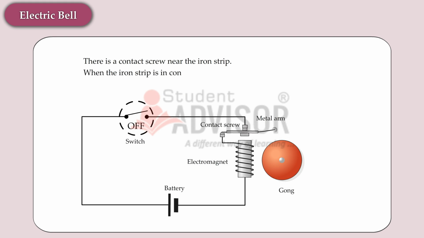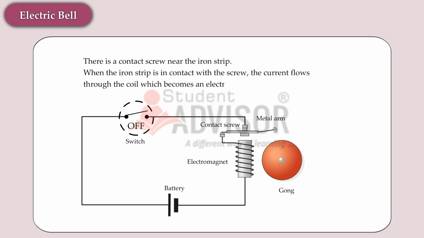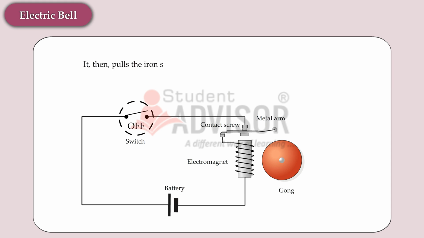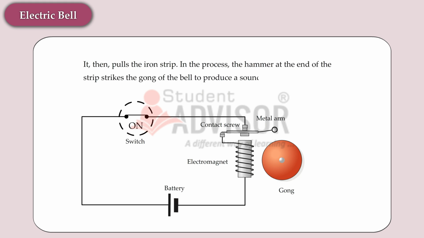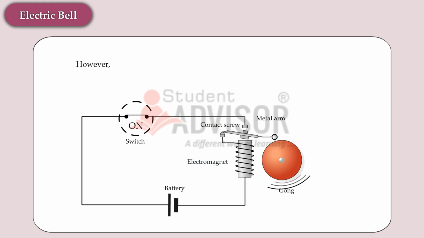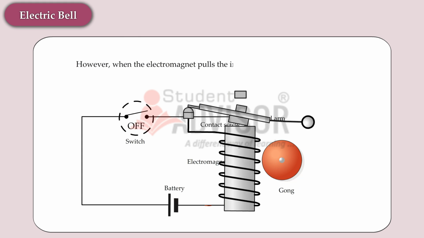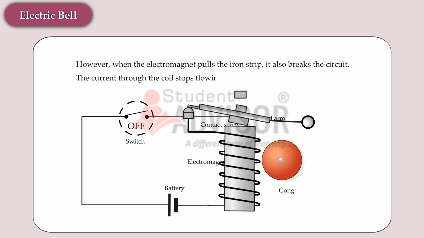When the iron strip is in contact with the screw, the current flows through the coil, which becomes an electromagnet. It then pulls the iron strip. In this process, the hammer at the end of the strip strikes the gong of the bell to produce a sound. However, when the electromagnet pulls the iron strip, it also breaks the circuit. The current through the coil stops flowing.